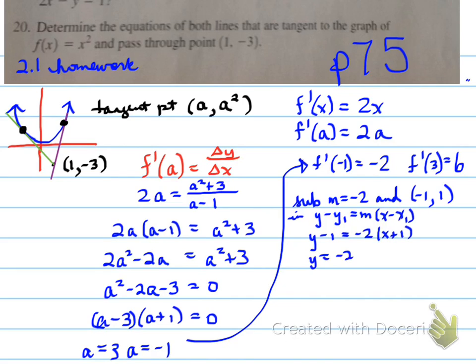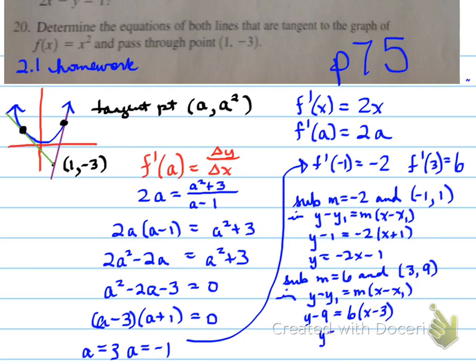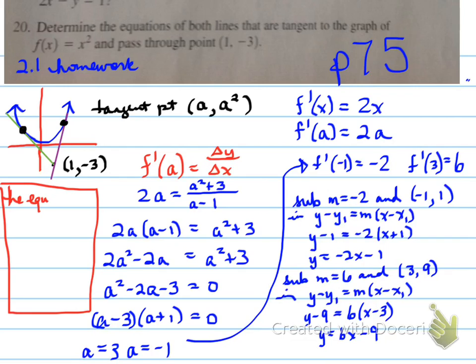And we expand, collect like terms, and lo and behold, there's our first equation: y equals -2x minus 1. Now, we sub in the slope for the second one, and the coordinates, which are (3, 9), into y minus y1 equals m times x minus x1, and we get this equation: y equals 6x minus 9. Now, state the conclusion statement, and here it is, folks.